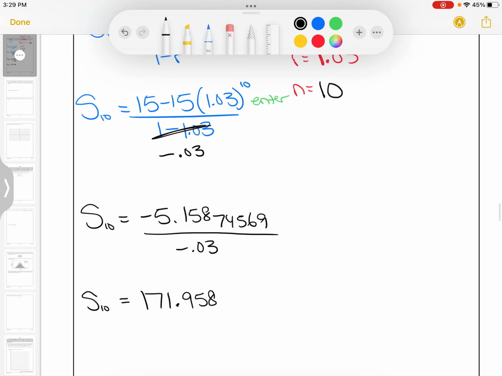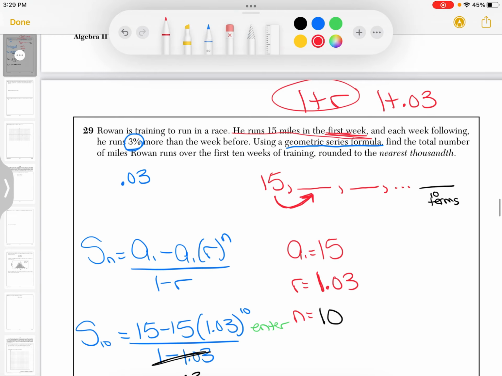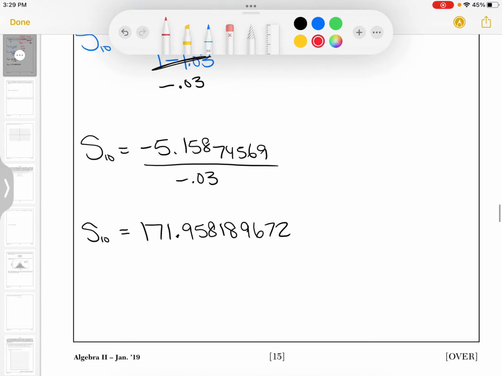So if you need to pause the video, take a second to pause it, practice plugging it in your calculator. Me writing it right now just shows that I know how to plug it in. You need to know how to plug it in as well. And now once it's rounded to the nearest thousandth, sorry guys, I'm still at my classroom.